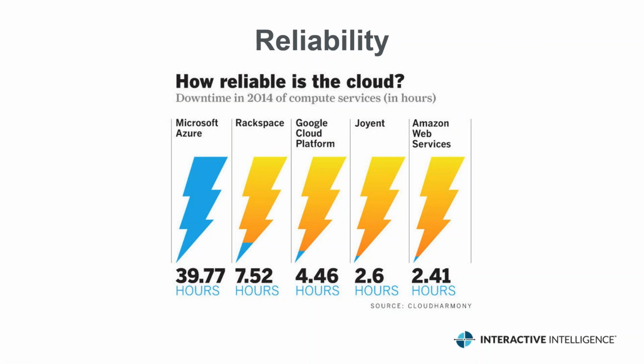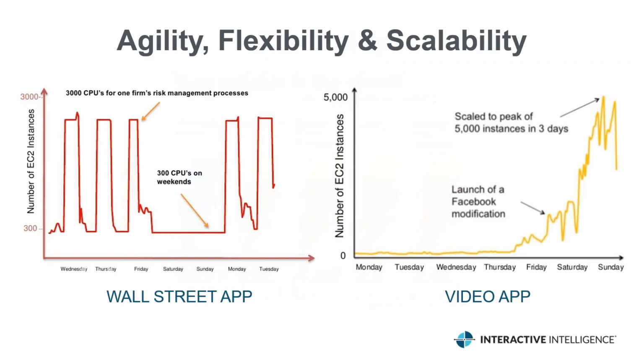So reliability is one of them. Obviously, within your own premise, you could probably achieve a good amount of reliability, but surprisingly, or not surprisingly, these cloud service vendors also get a huge amount of reliability. So you can see Amazon Web Services was, I think, in this particular example, back in 2014, down to 2.4 hours of downtime throughout the entire year, which equated to 4 or 5 nines or something like that, which is pretty good. So that's one thing to consider.